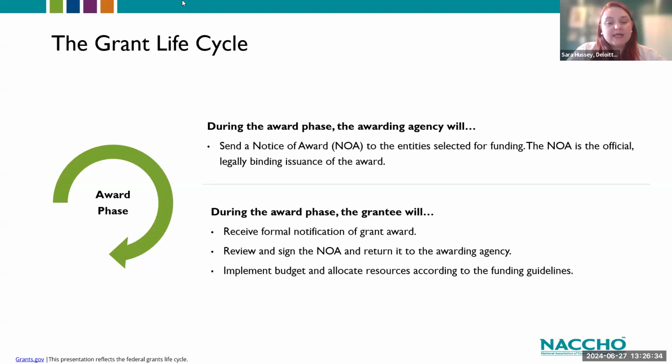What's really important is that during that award phase, you all as grantees or awardees would receive that formal notification, but then you would have an opportunity to review that NOA, ask any questions, maybe even potentially enter into some negotiation if there was confusion or misunderstanding or a misalignment in expectations. Because once you sign and return the NOA, that does become the legally binding document between you all and the awarding agency. You would then also, during that initial award phase, begin to implement that budget and start allocating your resources according to the guidance of that funding.